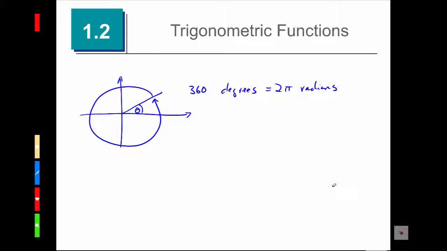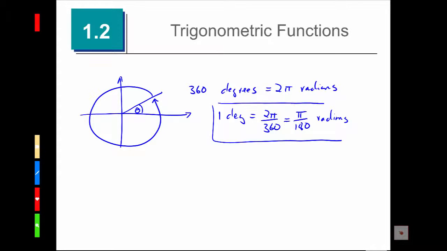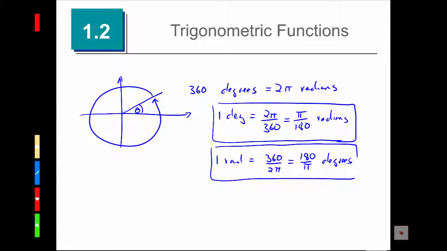This allows us simple formulas to convert back and forth between degrees and radians. For example, 1 degree is equal to 2 pi over 360, which is equal to pi over 180 radians. So that's one formula we can use to convert from degrees into radians. Alternatively, we can write 1 radian is equal to 360 over 2 pi, which of course is 180 over pi degrees. And so that's a formula that allows us to convert from radians to degrees.